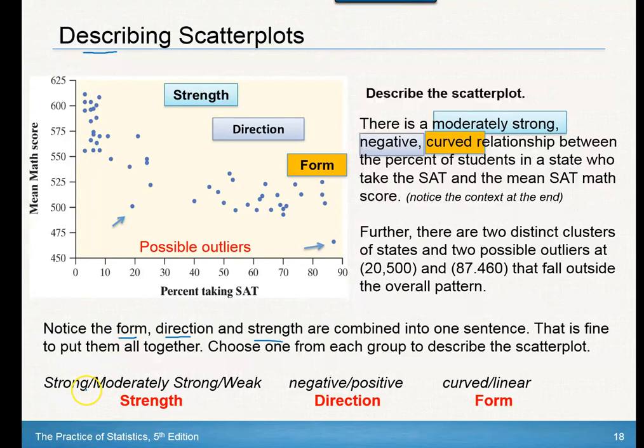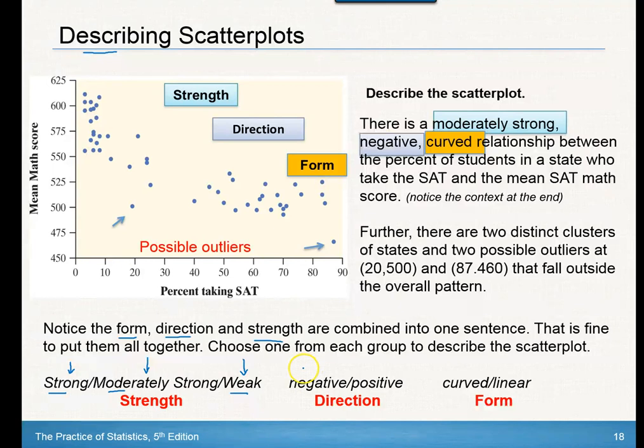So you're always just going to choose from the strength. Is it strong, moderately strong, or weak? Strong is like saying it closely follows a line. It kind of gathers about a line, and weak means the data points are all over the place. Or if you were talking about a curved line, does it definitely follow a curved direction? Does it kind of follow a curved direction, or are they all over the place?